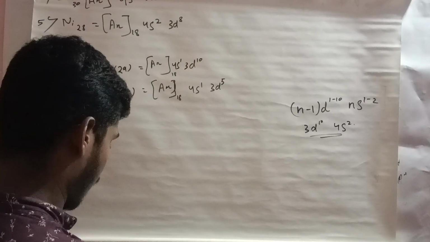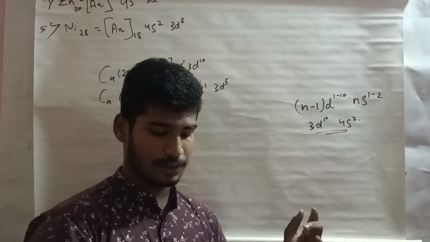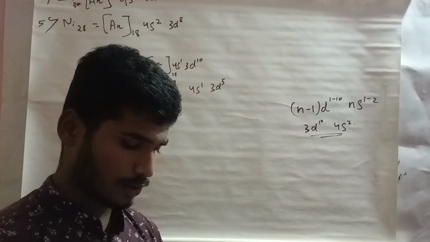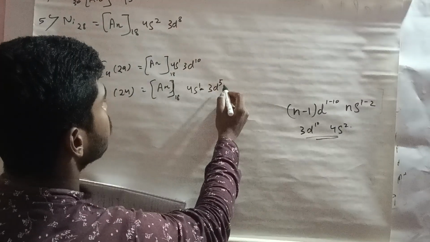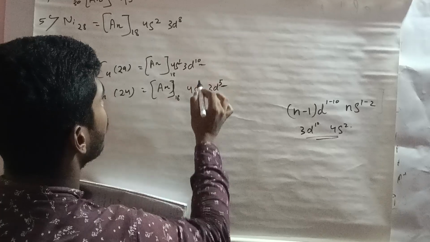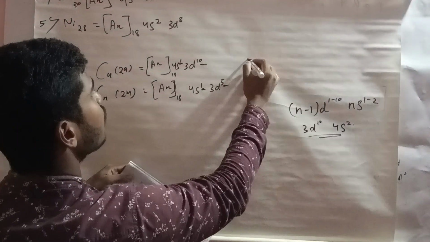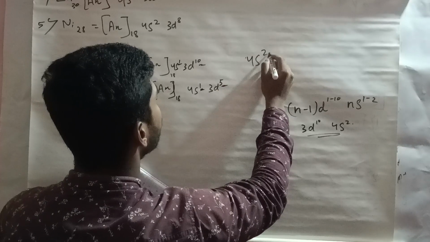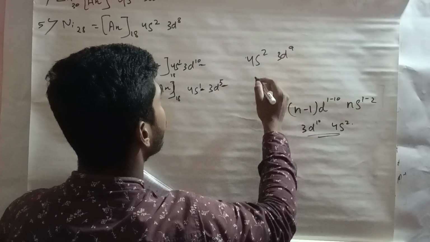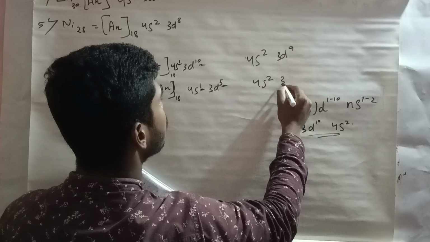Now see why this is different from all other structures. Only these two are extra stable. Otherwise the structure would be 4s2 3d9 and 4s2 3d4.